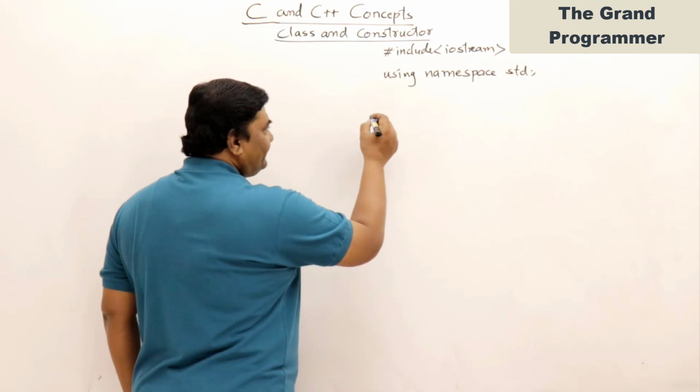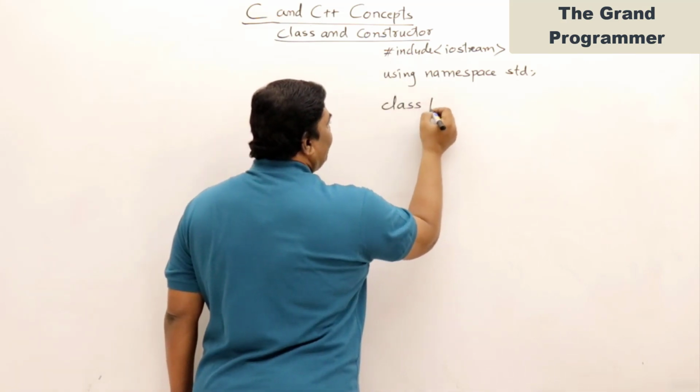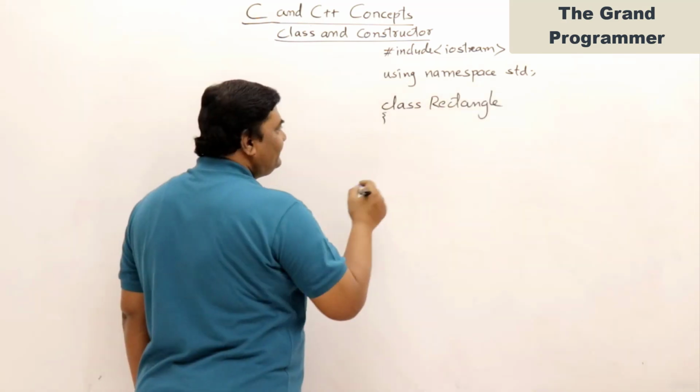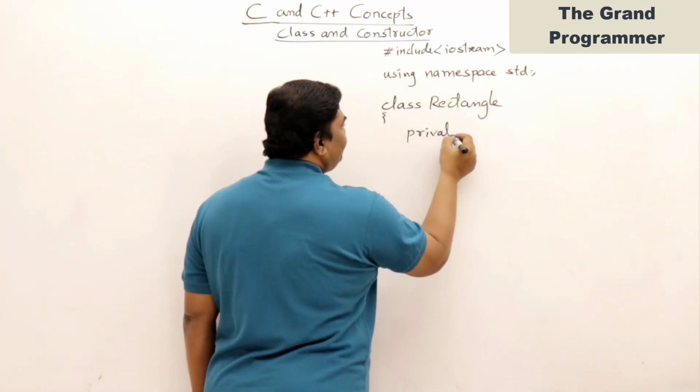Now let us write a class for rectangle. Class rectangle. Inside the class, first of all, I need data members. So let us declare them as private.